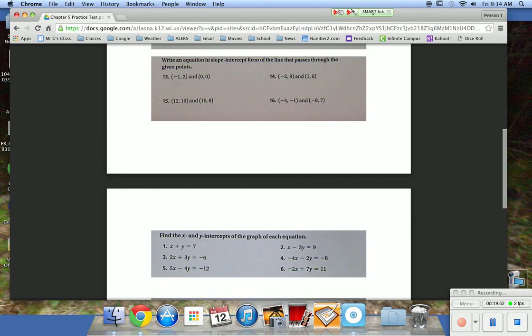Okay. Now we're going to have to determine the equation given 2 points. Given 2 points, we find the equation. What's the first thing we have to find? Somebody has to tell me. What's the first thing I have to find? Slope. I have to find the slope. So we're going to use m equals y2 minus y1 over x2 minus x1.